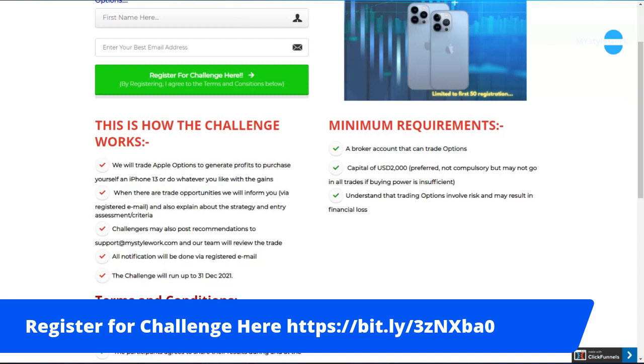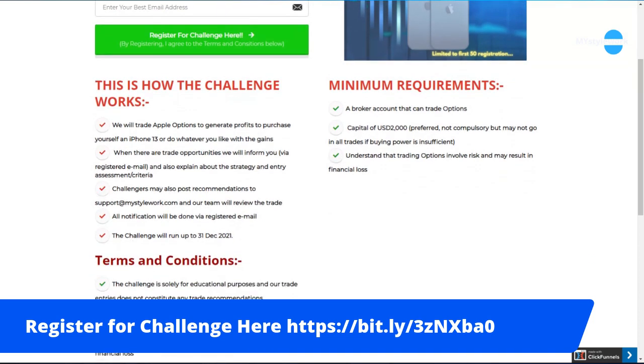When there are trade opportunities, I will send you an email at the email you registered with. I will explain the strategy, the entry criteria, and the assessment of why I do that trade. If you have recommendations of trades you want to do, you can send them to support@mystylework.com, and our team will review the trade. If it is good and we feel the same as you, we will also send it to the iPhone 13 challenge, and we will note that this trade was contributed and recommended by you.